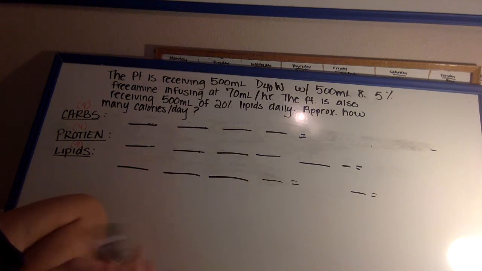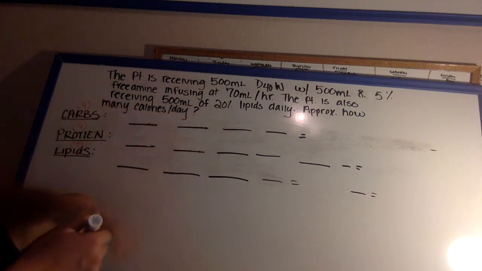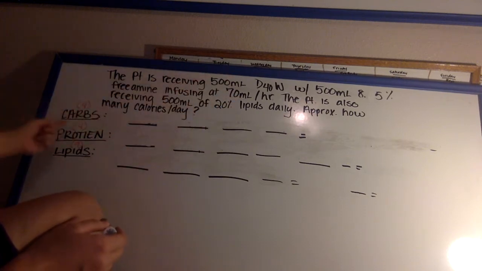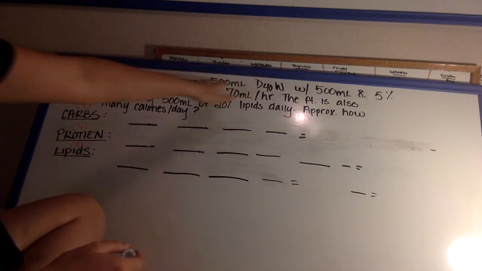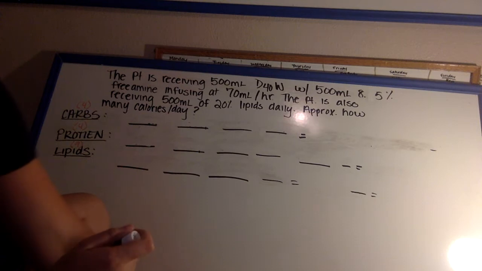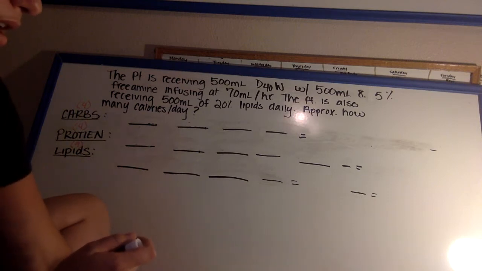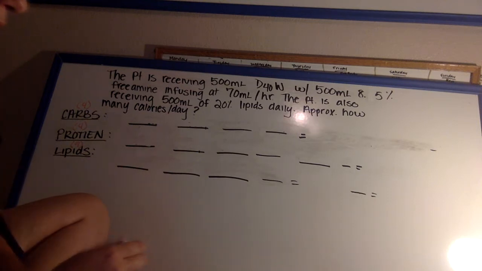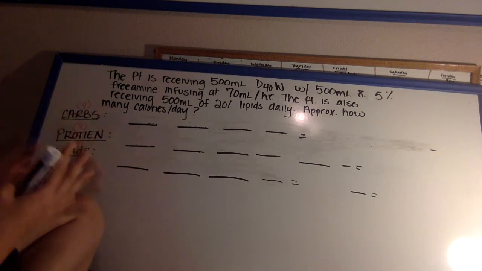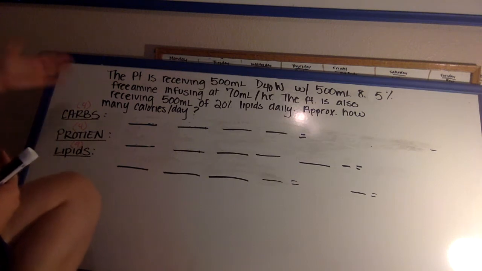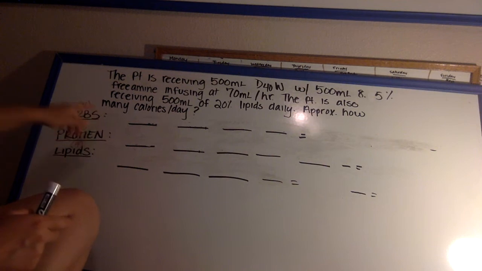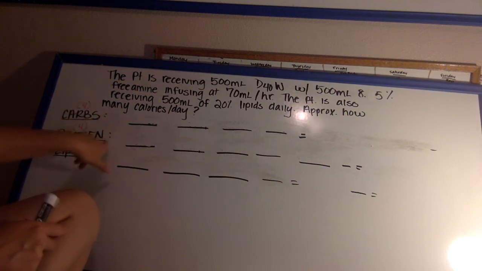Now, lipids are always going to be separate, where you can put your protein and carbs in the same 500 milliliter bag. So that's why we always want to make sure that we are dividing our protein and carbs in half, because 50% of the bag is going to be your carbs, and 50% is going to be your protein.